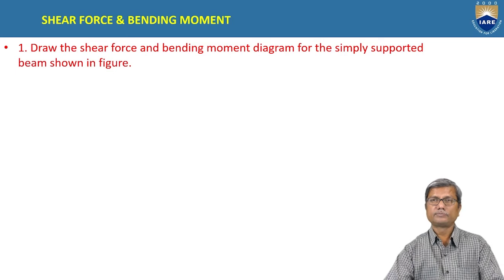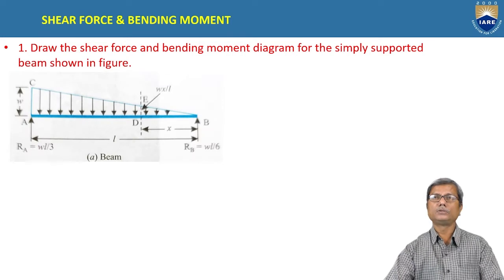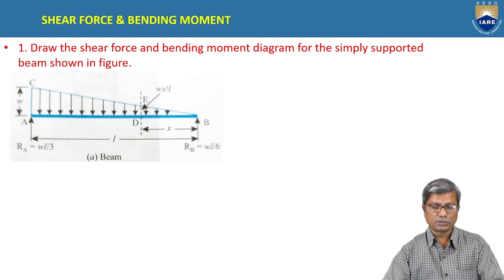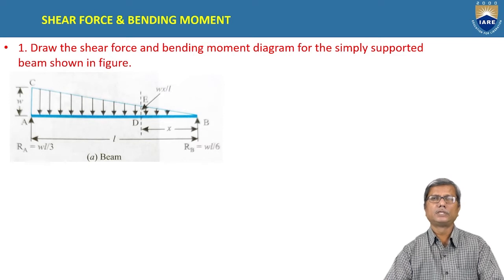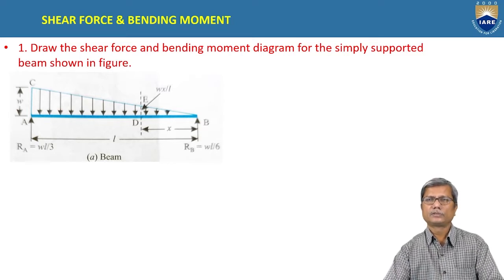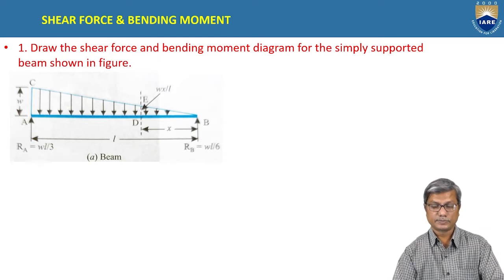First, let us see the case of a beam subjected to uniformly varying load, that is a triangular load. The intensity of loading here varies from W at one end to 0 at the other end. So the first step here is to calculate the reactions at supports. So how will you calculate the reactions?